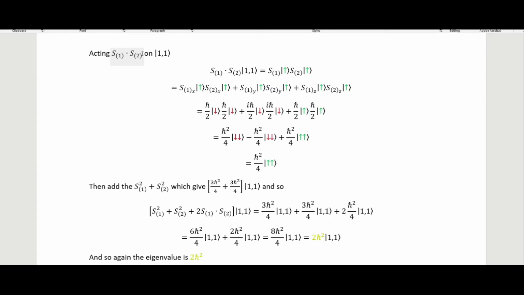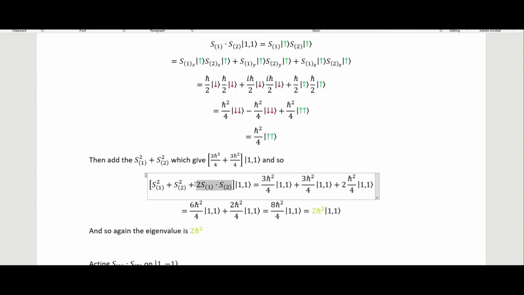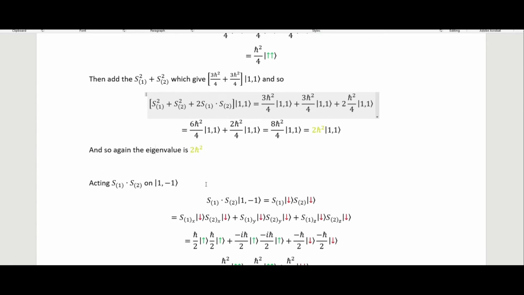So once again, we're looking at just the S1 times S2 part acting on 1, 1. So we end up with this after doing the calculations. So then when we act the entire thing on our 1, 1, so we add these together, we end up with our 6 over 4 plus 2 over 4, which is 8 over 4 h bar squared on 1, 1. So once again, we end up with 2h bar squared times our 1, 1 state. So that is our eigenvalue.